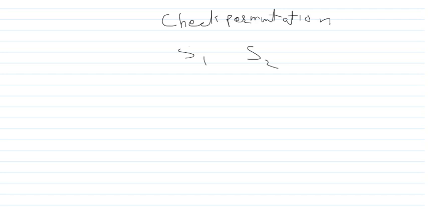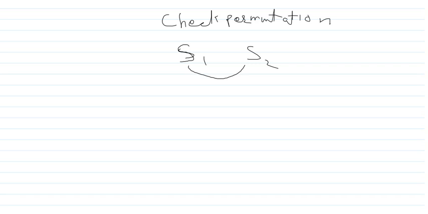Hi guys, in this video we look into check permutation. Given two strings S1 and S2, we have to write an algorithm which returns true if these two strings are permutation of each other, else it should return false.